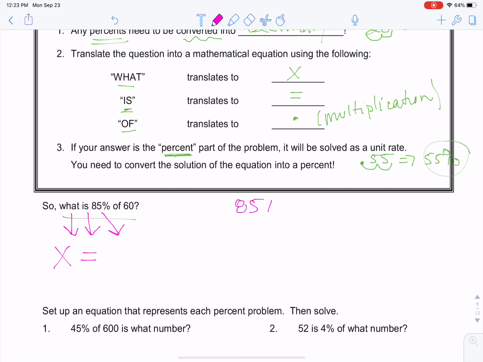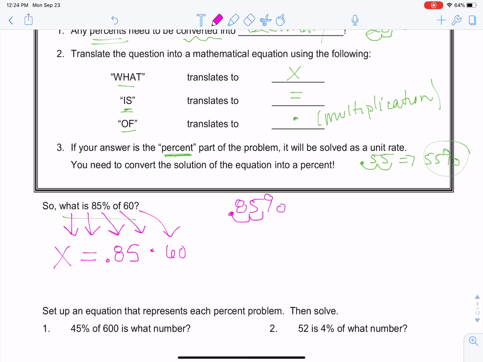So 85%, I'm going to move that decimal 2 times to the left. I'm going to write 0.85, not 85. That's going to be a totally different problem. Of means to multiply, and then 60. Okay, so I literally just took every part of that sentence and converted it into an equation, a percent equation, to figure out what I need to get on that test if I want an 85%.